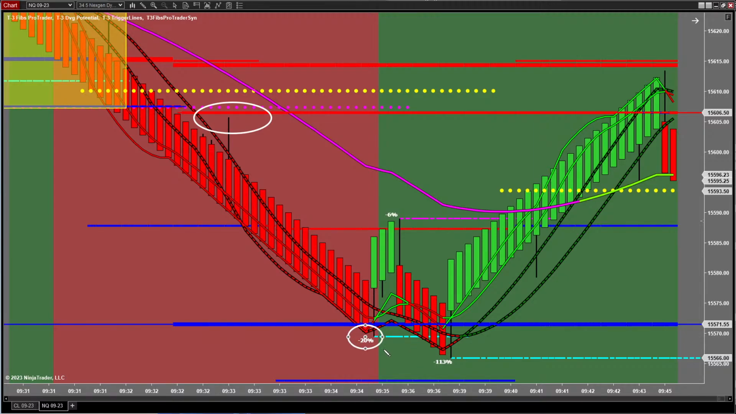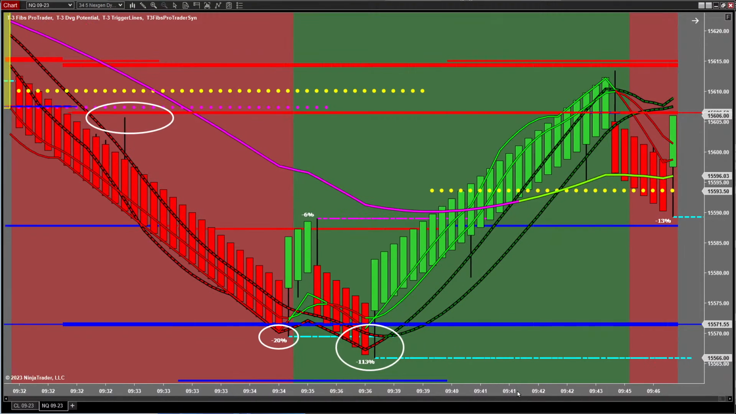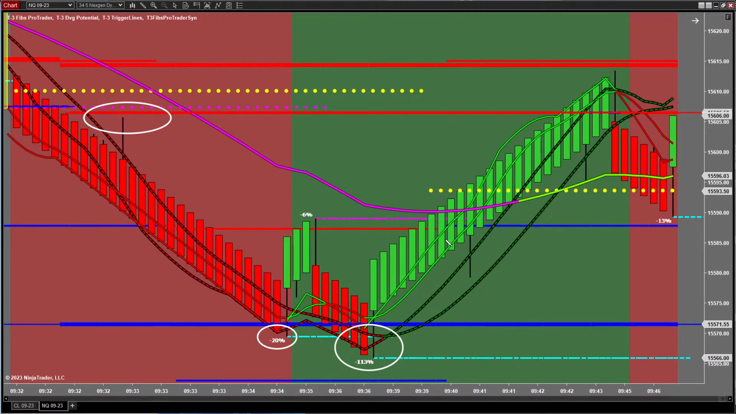So divergence is nice, but it's not enough. Pivot stop out with a second divergence is more nice, but it's not enough. Second divergence with a pivot stop out with strong triggers is enough to start thinking we're going up.